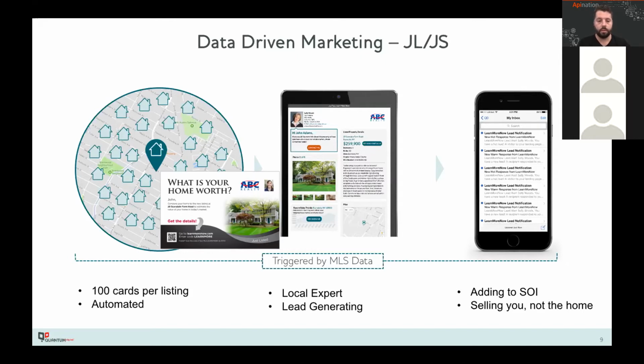So if there is a border between a $1 million home and a $500,000 home, we're only going to send to other $500,000 homes. So we have that automated targeting just kind of baked into it. But again, all of this is not promoting your home.